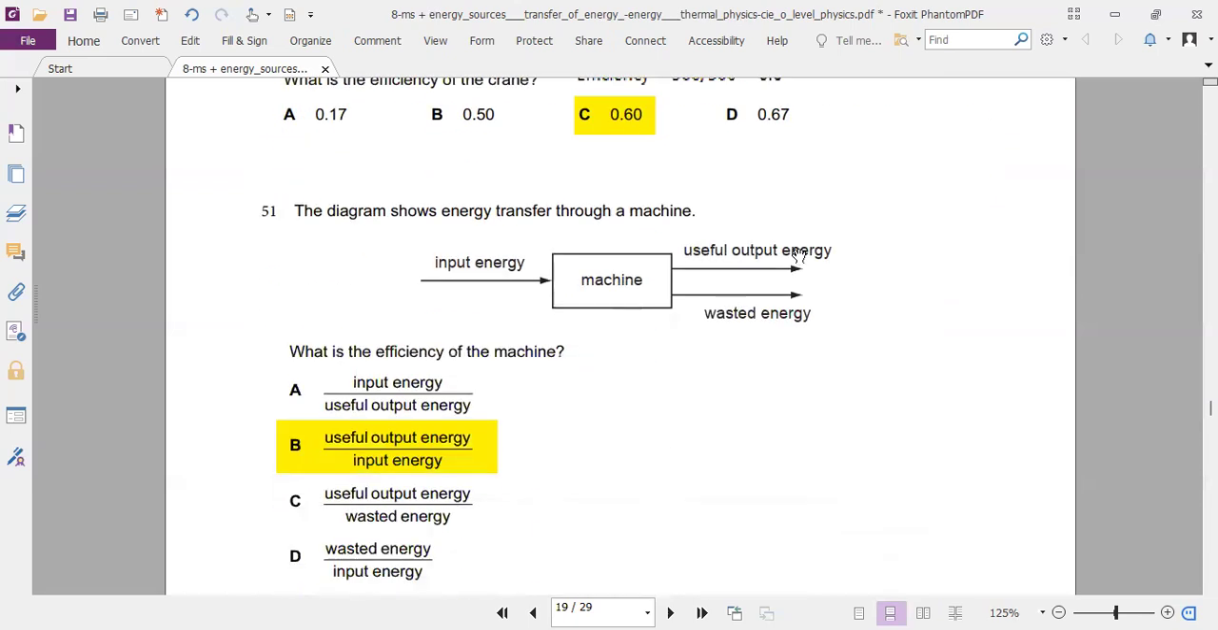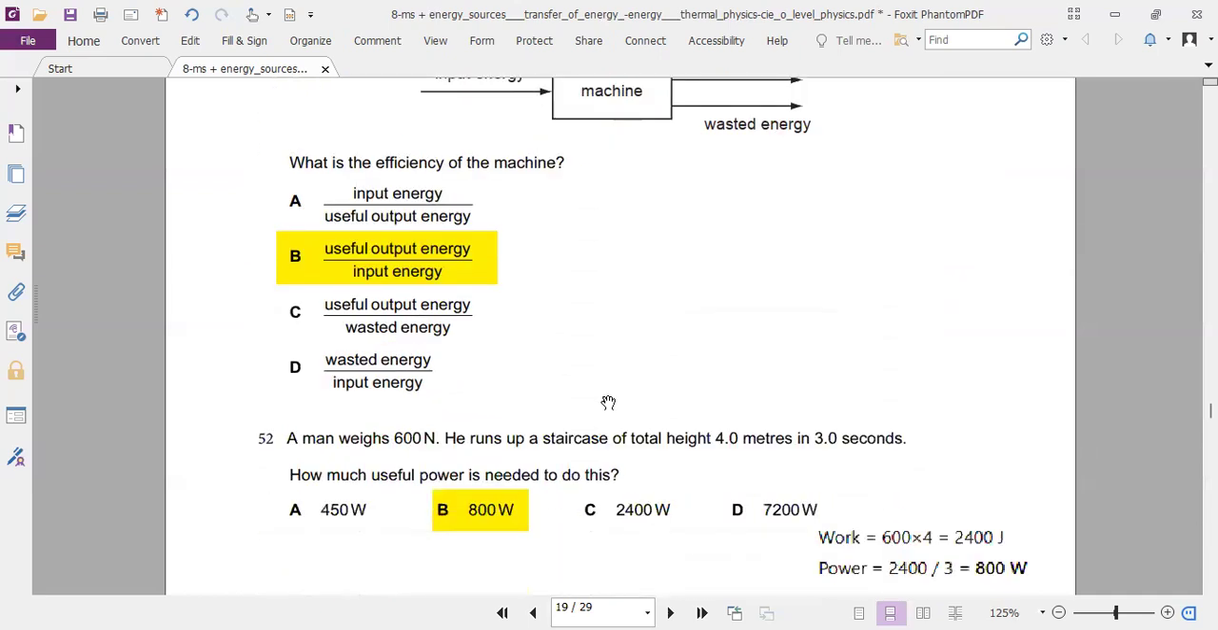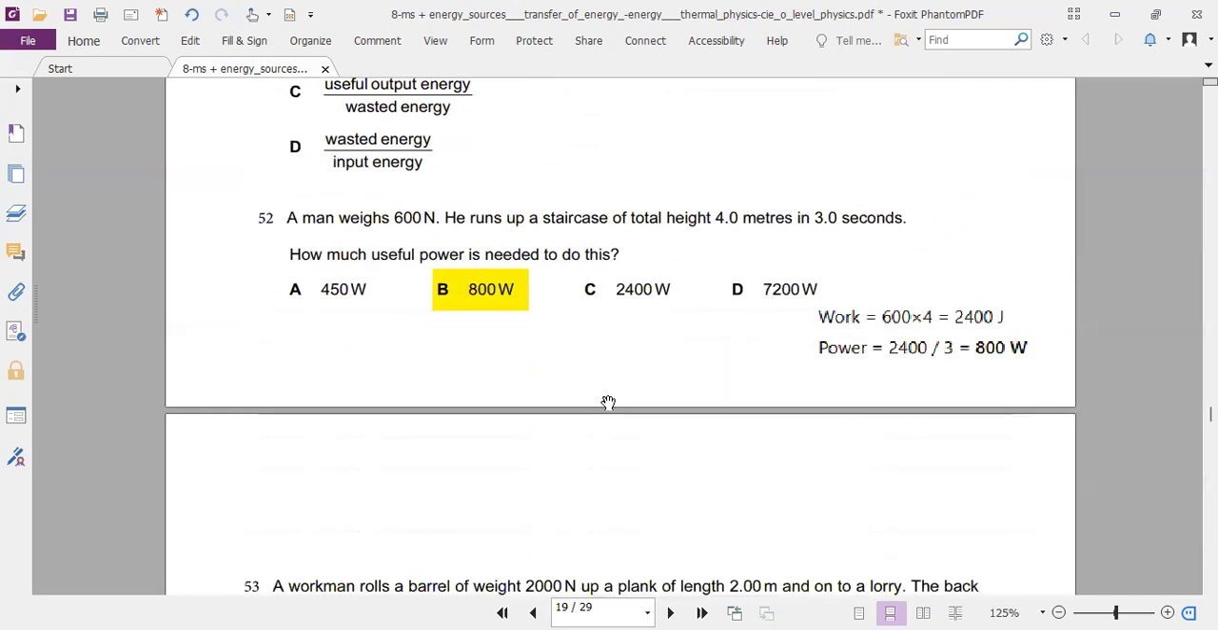Here again, output energy and waste energy. So the efficiency will be output energy divided by input energy. Waste is not included in the efficiency formula. 600 Newton weighs, and he runs up 4 meters high in 3 seconds. What is the power? Work done calculated, divide it by time to get power.